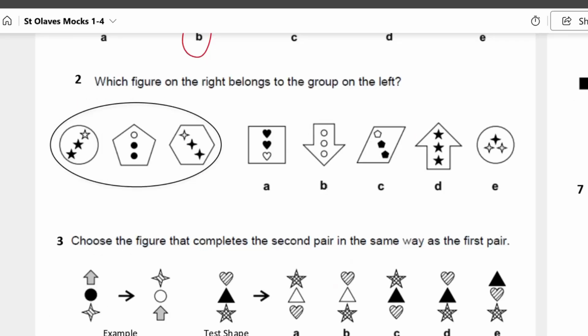For question 2, we can see there's always one white shape at the top and then 2 black shapes followed after it. The only one that fits that criteria with one white shape at the top, 2 black shapes after it, is C.